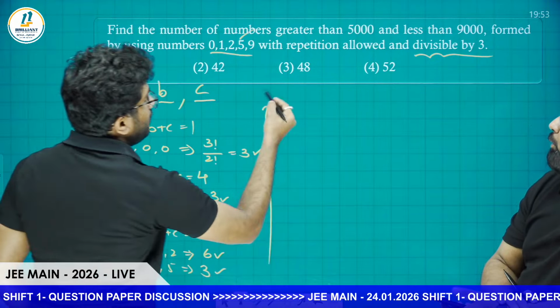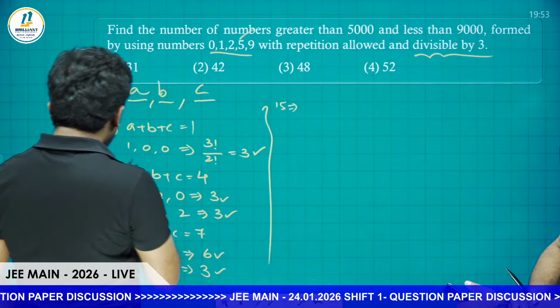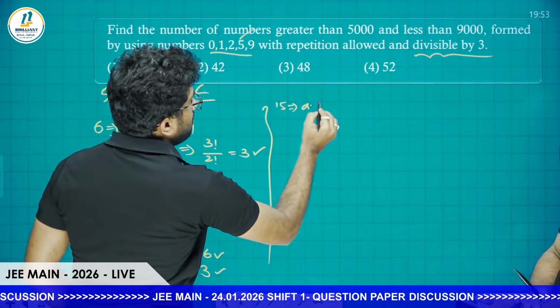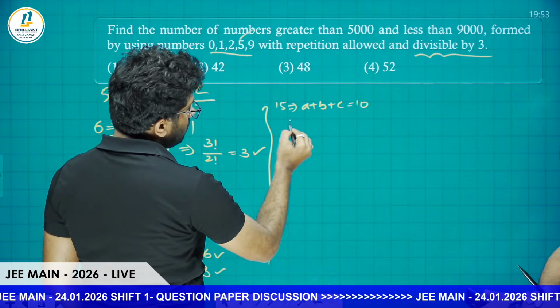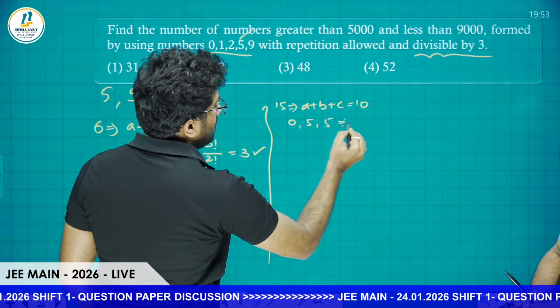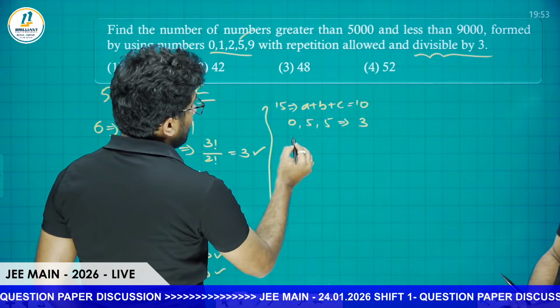Next number is 15. 15 means already we have 5, so here A plus B plus C should be 10. So 10 means 0, 5, 5. Yes, sir. So 0, 5, 5 gives 3 cases. 0, 1, 9.